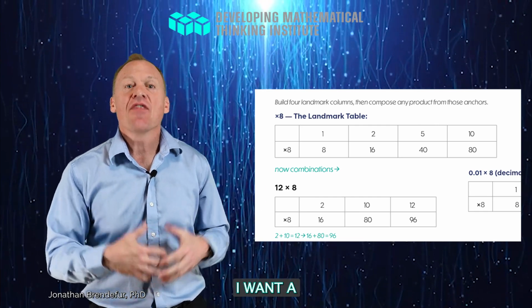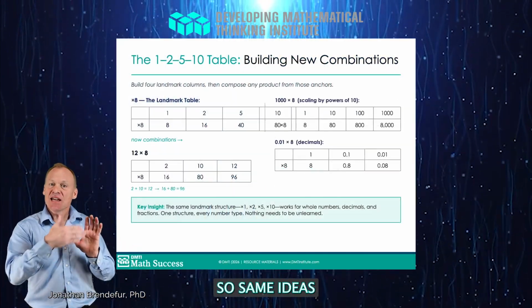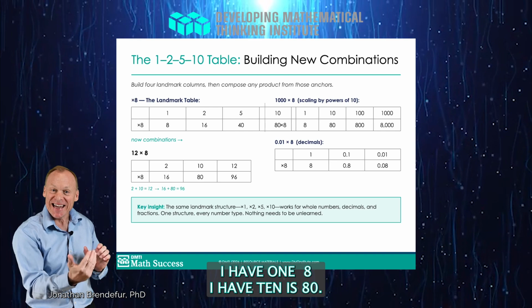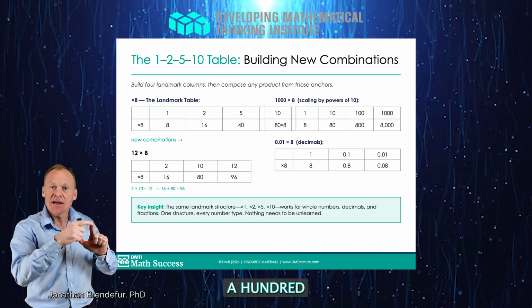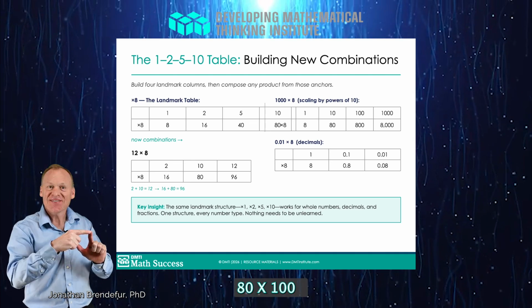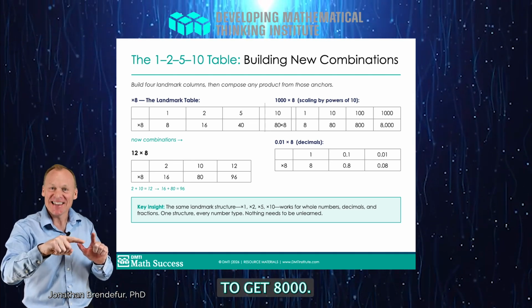So now let's go back to the other. I might say, I want 1,000 times 8. So same ideas. I have 1 eight, I have 10 is 80. So now I'm going to multiply that 10 times 100 to get 1,000. So the 80 times 100 to get 8,000.